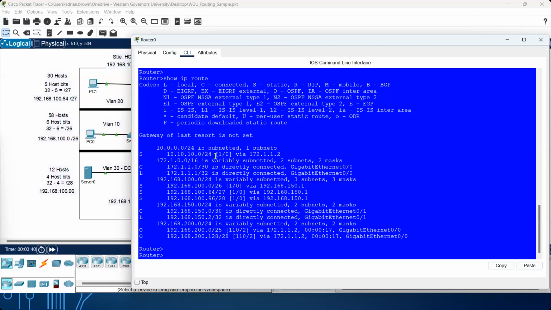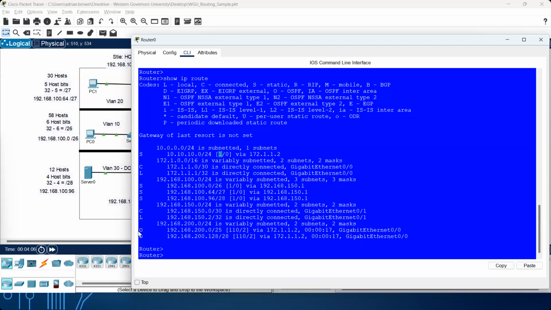Now, let me show you something else that's cool. You see the square brackets in between the destination network and the next hop address? There's two numbers in here. The number on the left side of the slash is the administrative distance. Wait a minute. Didn't we say the administrative distance of a static route is 1? Yes. Wait a minute. Is that true?